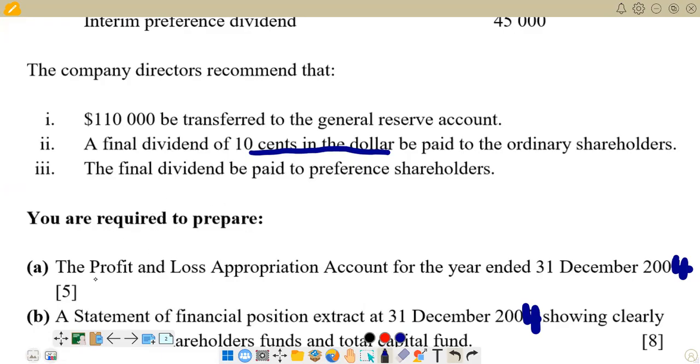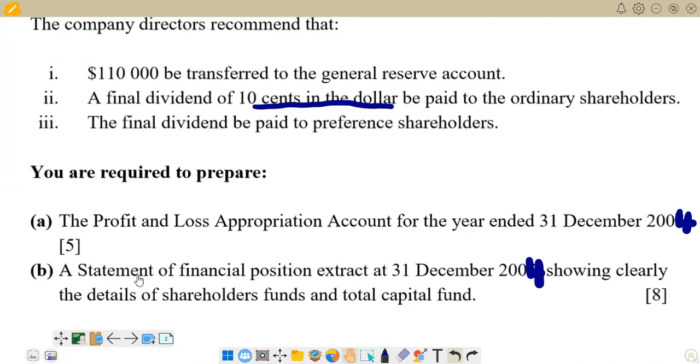Then on the required part, the first part is the profit and loss appropriation account for the year ended 31 December 2004. So this is the appropriation account that we are going to prepare. And secondly, we have the statement of financial position extract as at 31 December 2004. The question proceeds to say, clearly showing the details of shareholders' funds and total capital fund. So basically, the equity section is the one being emphasized, that we should show. That is the bottom part of the balance sheet, where we are going to get the second balancing figure. So that's what we have there.